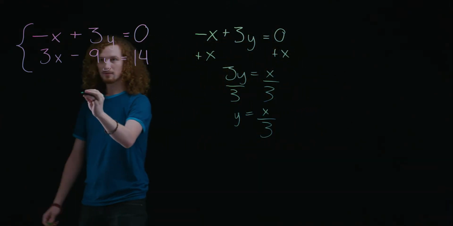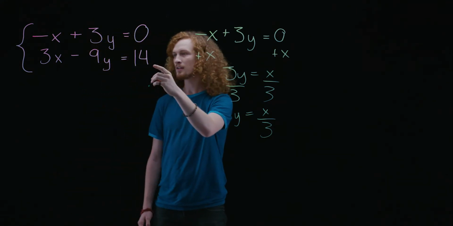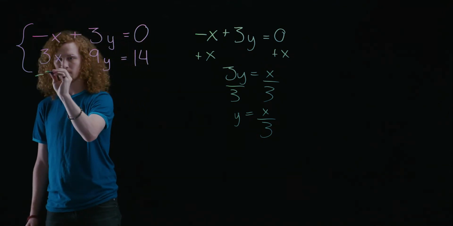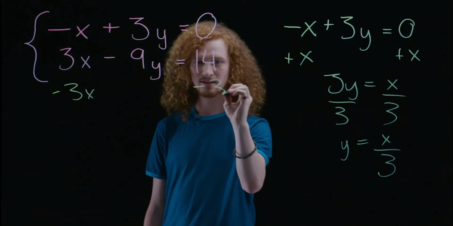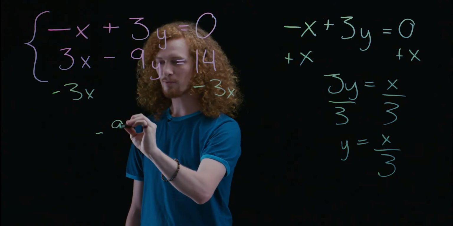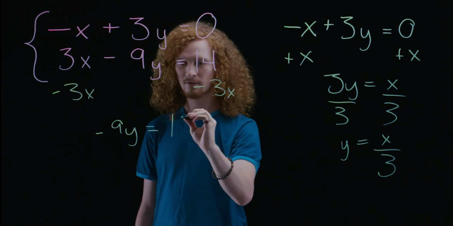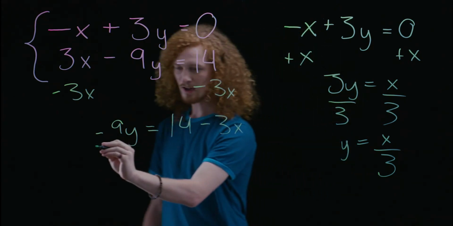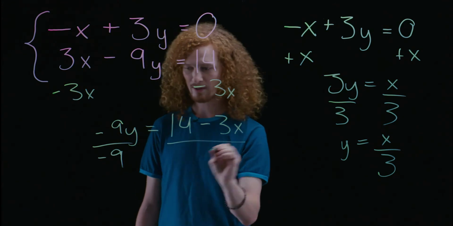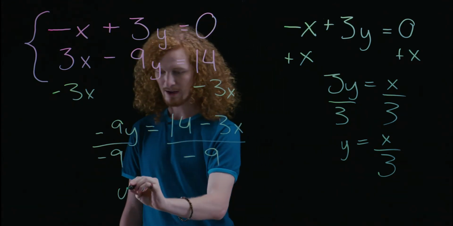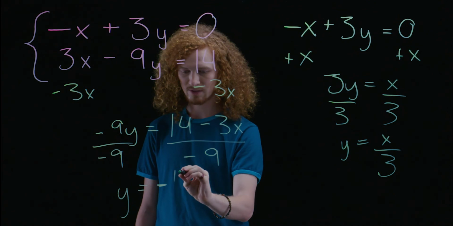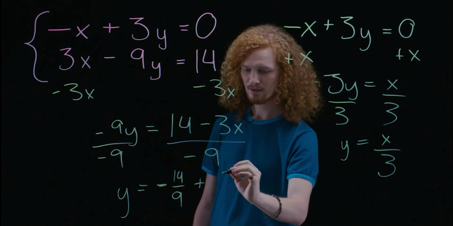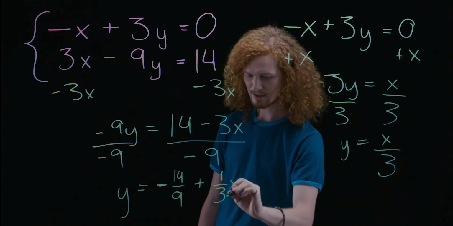Now for the other one, we've got 3x minus 9y equals 14. So we'll start off by subtracting 3x from both sides. That will give us negative 9y equals 14 minus 3x. Then we can divide both sides by negative 9, and we'll be left with our y. y equals negative 14 over 9 plus 3 over 9x, which is the same thing as 1 over 3x.